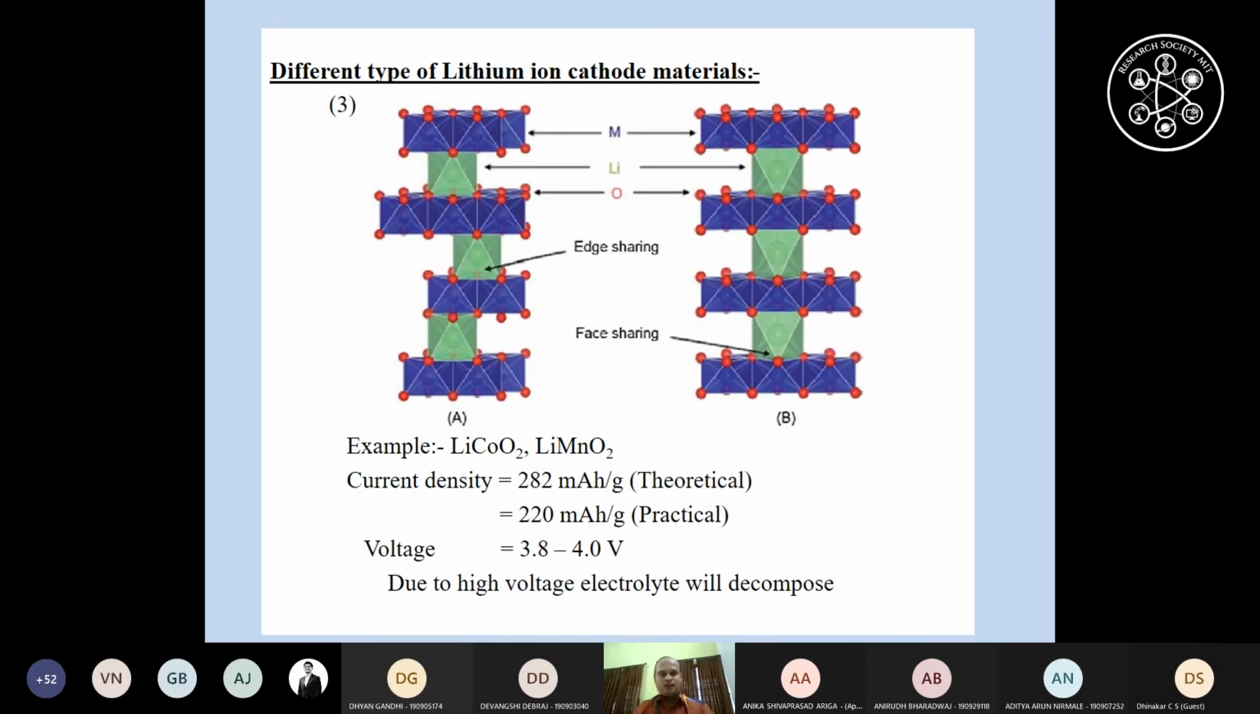And the next one is lithium cobalt oxide, which all the people are working on. It has a layered structure, right? Theoretically it gives 282 milliampere hour per gram, and practically we have achieved 220 milliampere hour per gram. Remember that the voltage is also 3.8 and at a high voltage it might decompose, and we can only play with the layer structure of lithium oxide.